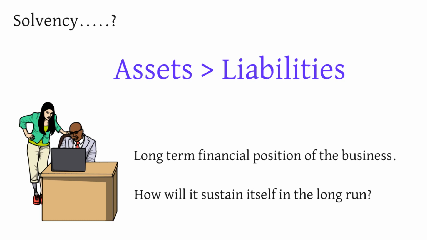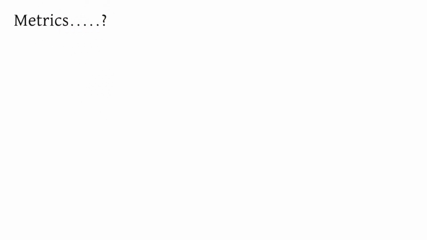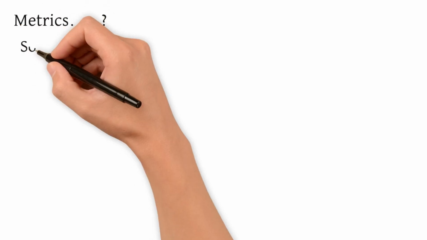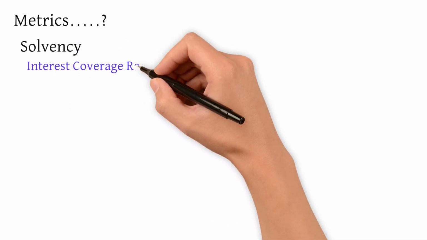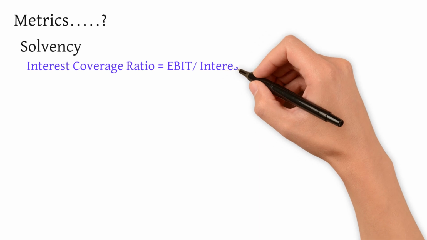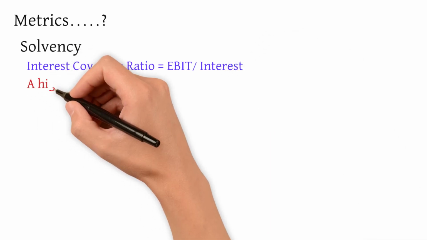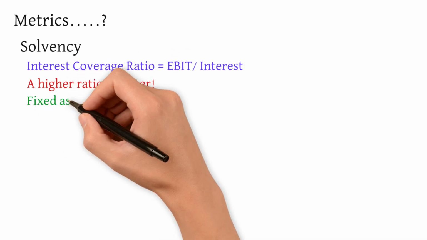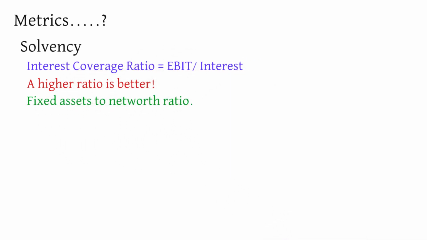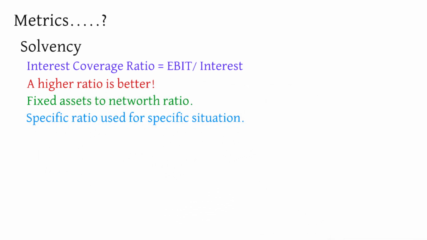But what about the science aspect of this? Are there any metrics that we can think about? Well, absolutely. When thinking about solvency, you should think about the interest coverage ratio, which is simply the ratio of the earnings before interest and taxes to the interest payments. A higher ratio is more beneficial. There are several other ratios, like the fixed assets to net worth ratio, but each ratio has to be used for a specific circumstance and situation.